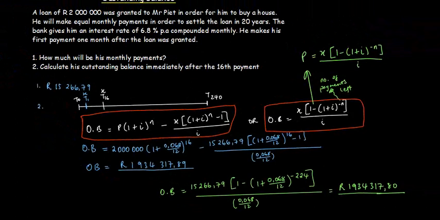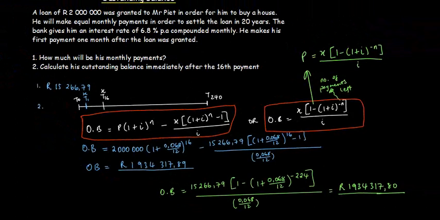Sir, can I ask a question? Yes, Musa. Sir, you see there when we used the future value formula, where we use the n, why didn't we multiply it by 12? That's a very, very good question. Why we didn't multiply it by 12. Yes, sir. Perfect. So let's understand that Mr. Pete is making monthly payments.